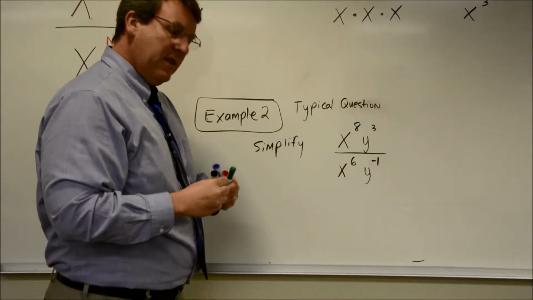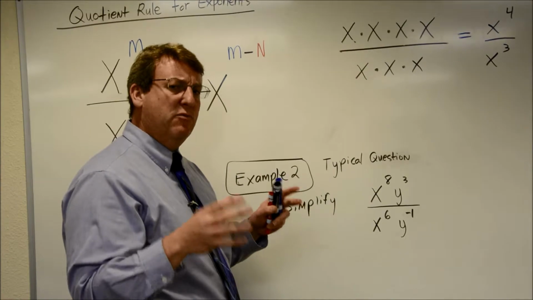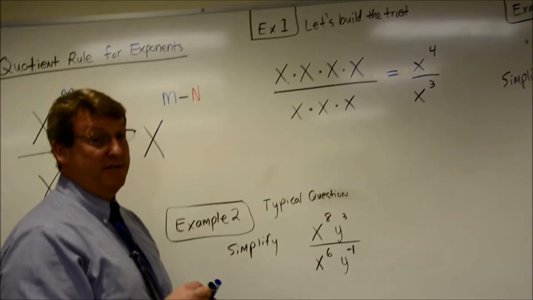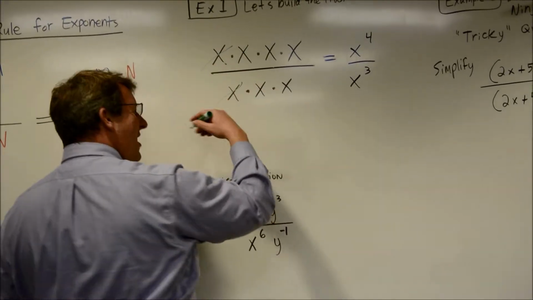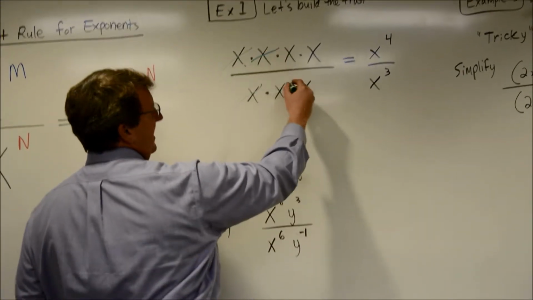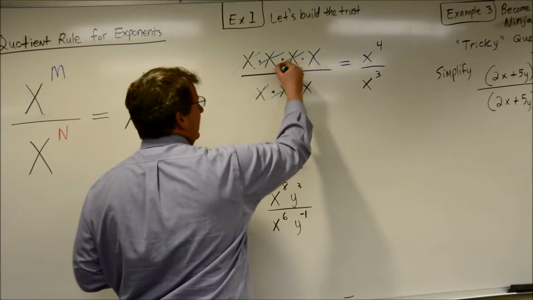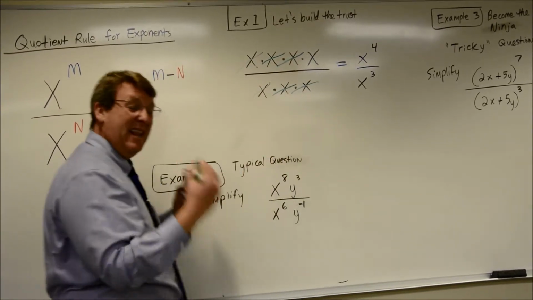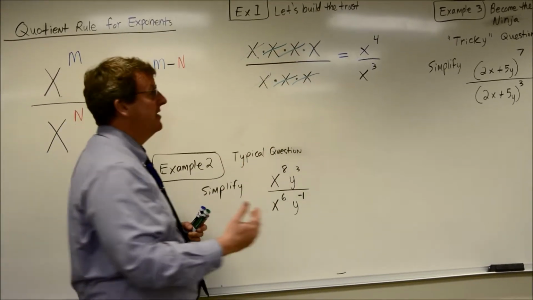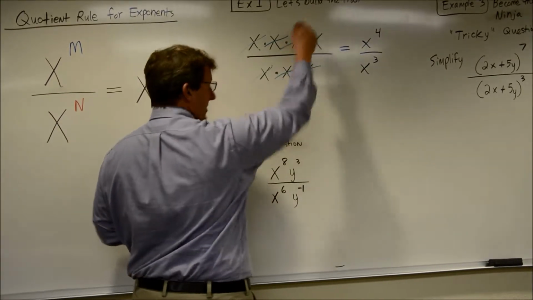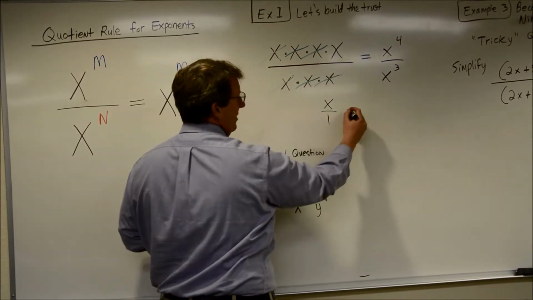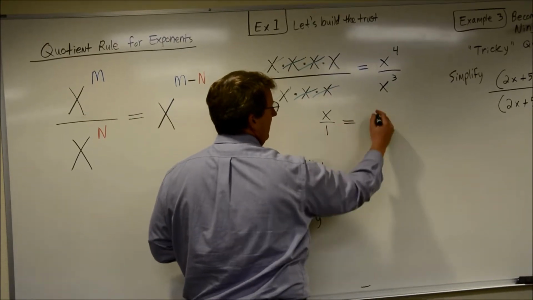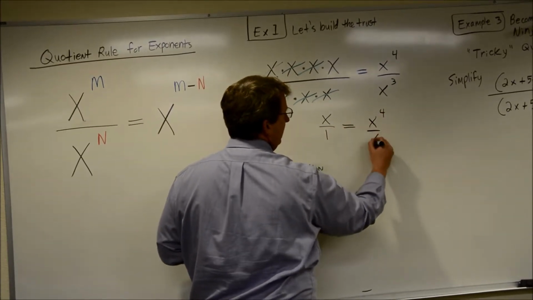Now, you remember that when we're doing division and we're multiplying, what are we allowed to do? And you know you want to say it with me. You cross those things out. This x cancels with this x. This x cancels with this x. What's the last one standing? What's the last one living? It appears that there's an x on top still alive. So you basically have x divided by 1 is equal to x to the fourth over x cubed.